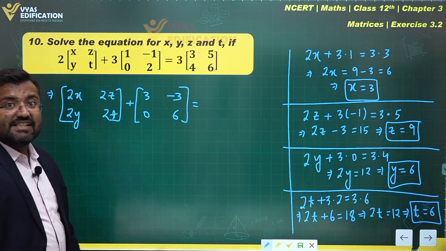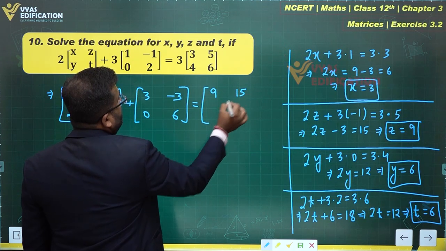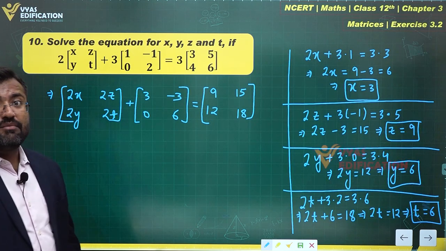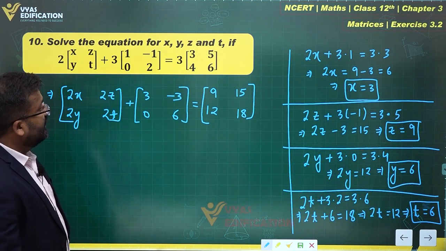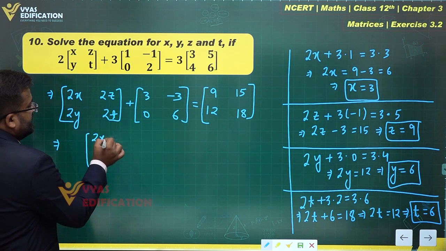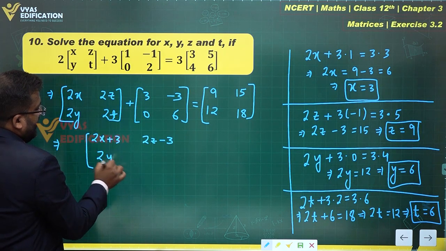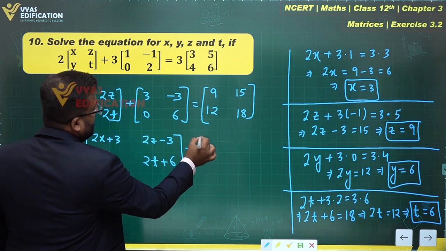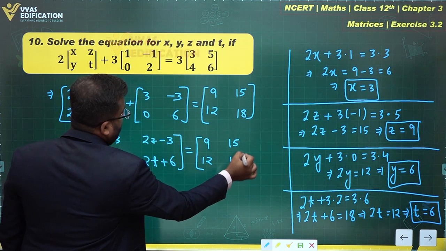And what about the RHS? On the RHS, you have 3 times 3, which is 9, 15, 12 and 18. That's what you have, right? Multiplying this complete matrix by 3. This is 9, 15, 12 and 18. What you have in the LHS after this is 2x plus 3, 2z minus 3, 2y plus 0, 2t plus 6. And this here is equal to 9, 15, 12, 18.